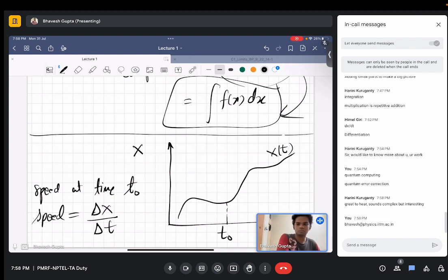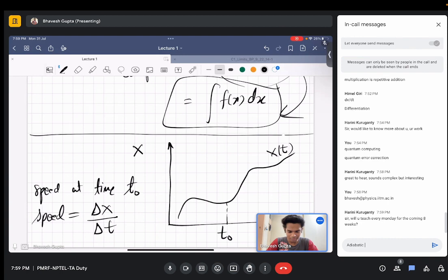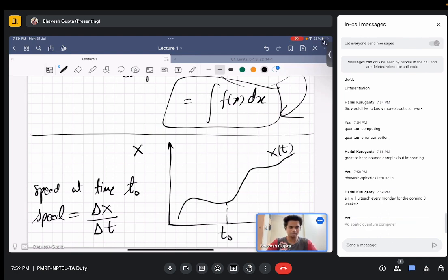More specifically, I work in adiabatic quantum computing. There are lots of versions of quantum computers like superconducting, D-Wave, adiabatic, topological, gate-based. There are thousands of versions, but I specifically work on this one, adiabatic.